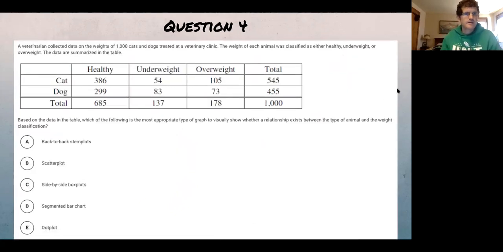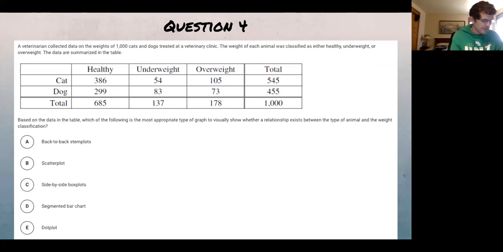Okay, a veterinarian collected data on the weights of 1,000 cats and dogs treated at a veterinary clinic. The weight of each animal was classified as either healthy, underweight, or overweight. So we've got a two-way table, a contingency table, lots of different names for this. Which is the most appropriate type of graph to visually show whether a relationship exists between the type of animal and the weight classification? All right, now some of these we didn't directly talk about.